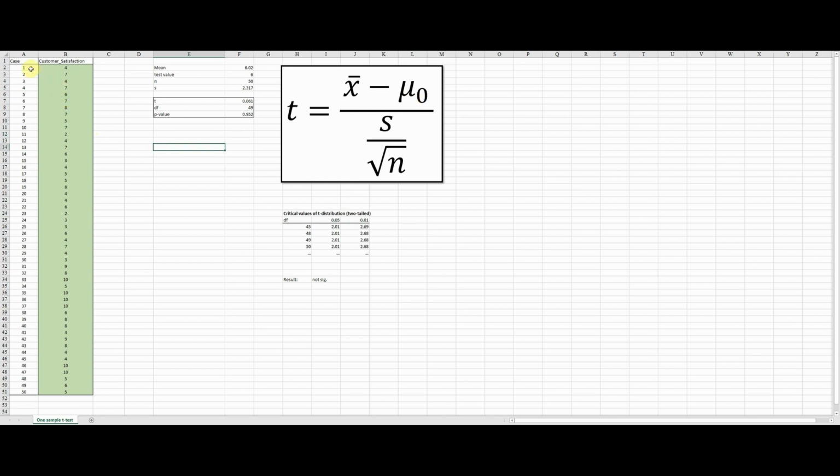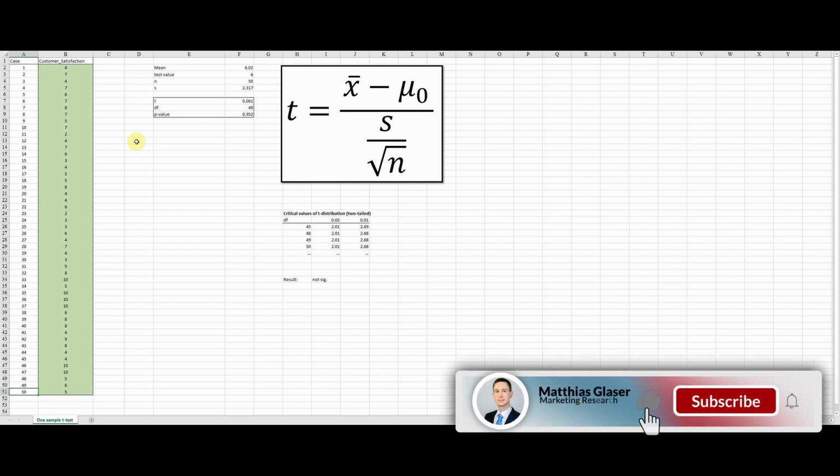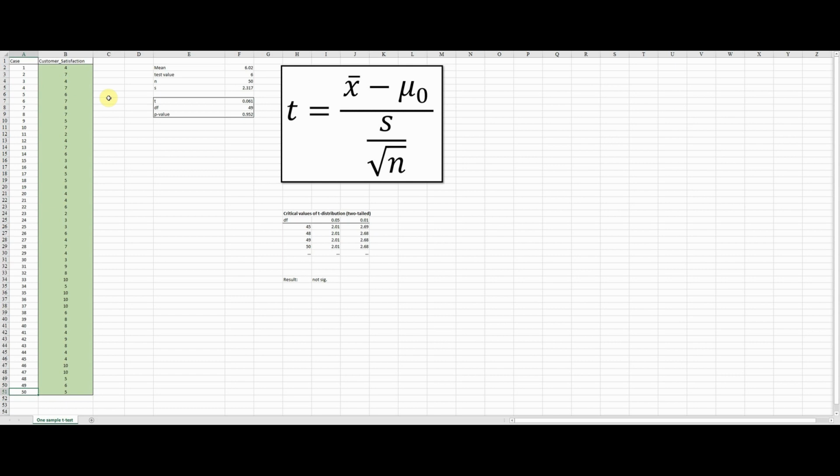Suppose we have a sample of 50 customers and we measured their customer satisfaction from 1 to 10, where 1 is the least satisfied or not satisfied at all, and 10 is very satisfied. Let's suppose we asked one of our staff how he would see customer satisfaction on a scale from 1 to 10, and he would say, well, that's a 6. So here we could take our hypothesized value, μ0, as 6. Okay, let's keep that in mind.